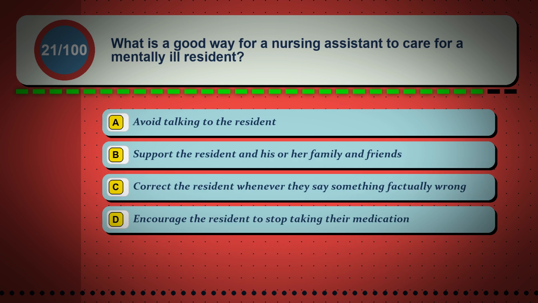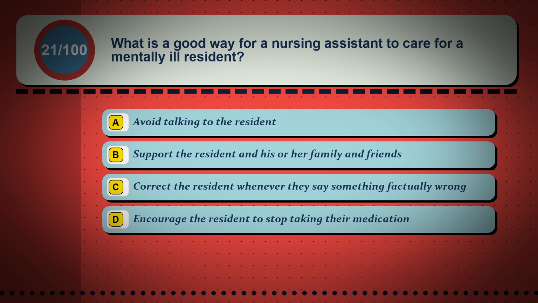Question 21. What is a good way for a nursing assistant to care for a mentally ill resident? Option A. Avoid talking to the resident. Option B. Support the resident and his or her family and friends. Option C. Correct the resident whenever they say something factually wrong. Option D. Encourage the resident to stop taking their medication.